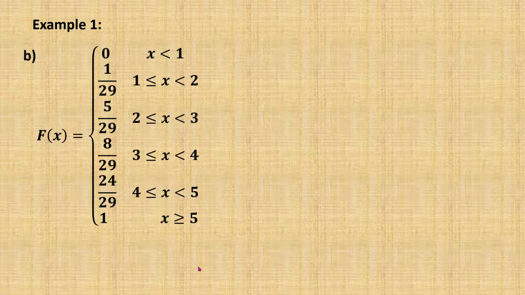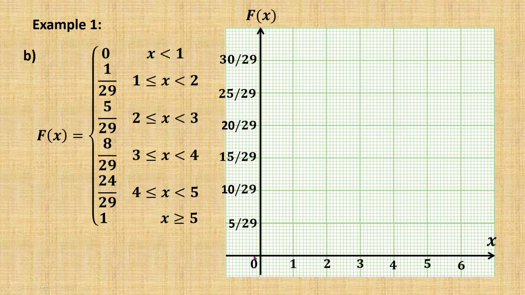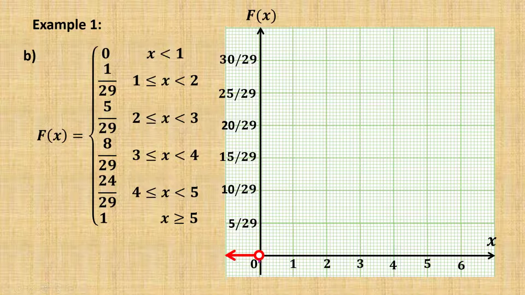Now I'm going to sketch the graph of the cumulative distribution function. First I get ready the x-axis and the y-axis, using a suitable scale. For the first interval, when x is less than 1 but not including 1, the cumulative probability is equal to 0. And when x is in the interval 1 to 2, including 1 but not including 2, the cumulative probability is 1 over 29.